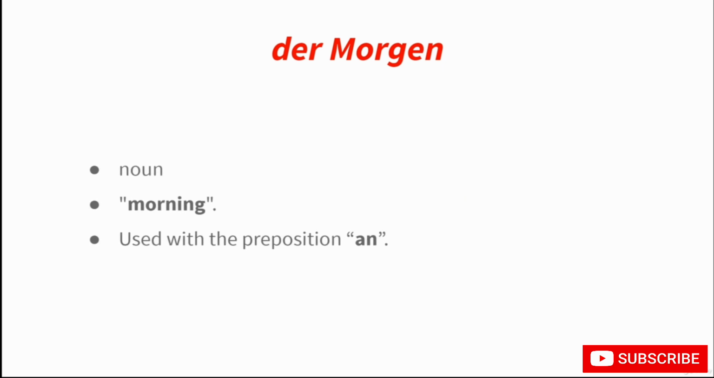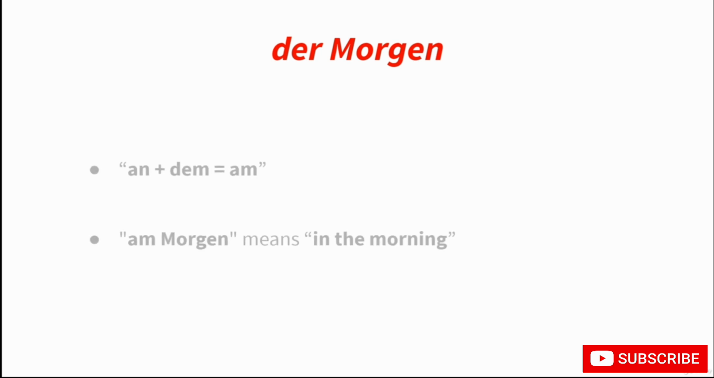Der Morgen is a noun which means morning in German, and it is commonly used with the preposition an. And because it specifies time, after the preposition an, dative case must be used. Der is dem in dative case. That's why it's commonly used as am. Am Morgen means in the morning in German.